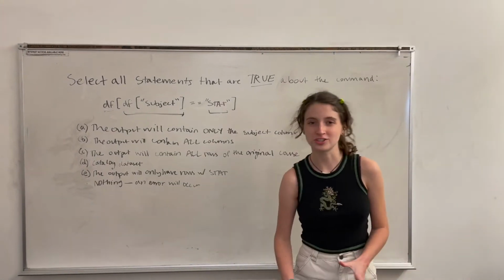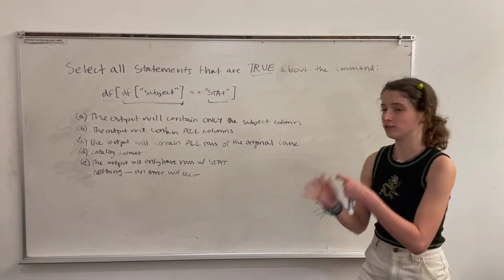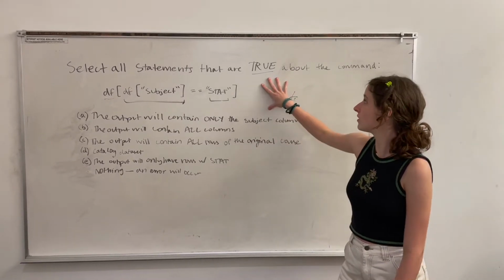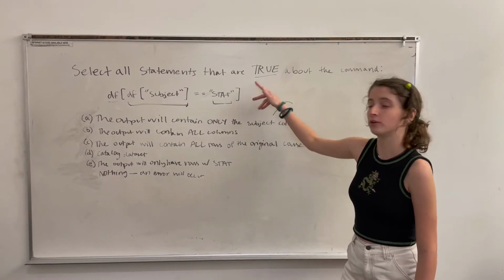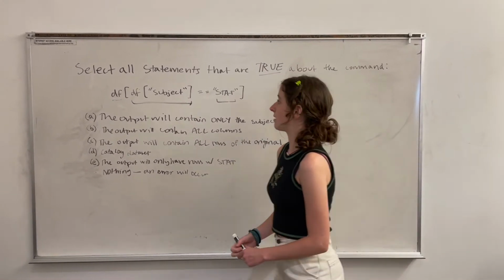Okay, so in this question, it gives you a snippet of code, and you're supposed to select all statements. It gives you 5 statements, and you have to select all of them that are true about the output of this code. So let's start out just by breaking this code down piece by piece.